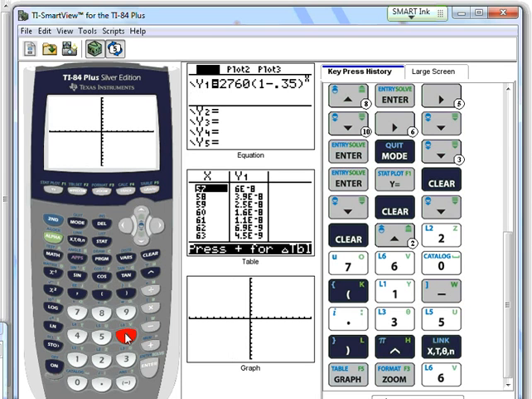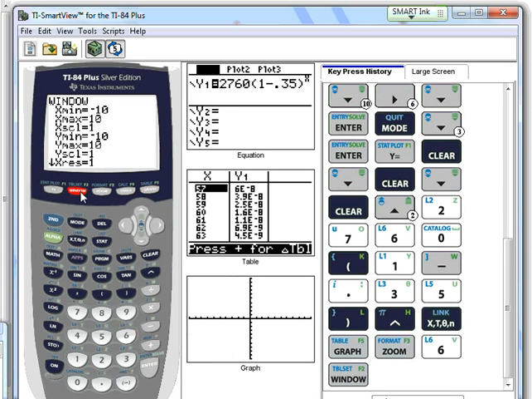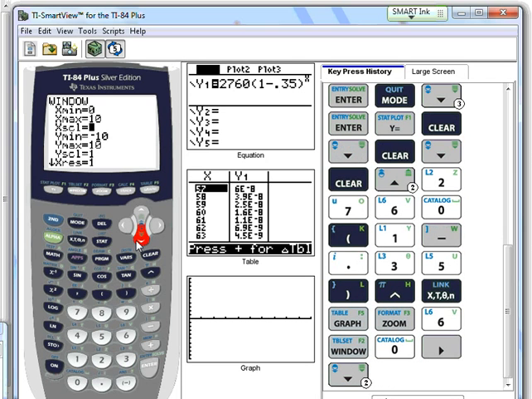Negative moose? Are you serious? What does a negative moose look like? All right, I'm going to go to window, and let's think about this. X is time in years. Do we need negative time? No. Okay, so I'm going to go with 0 to start with. And then how many years? 10 years out ought to be good enough. Counting by ones, that sounds good.